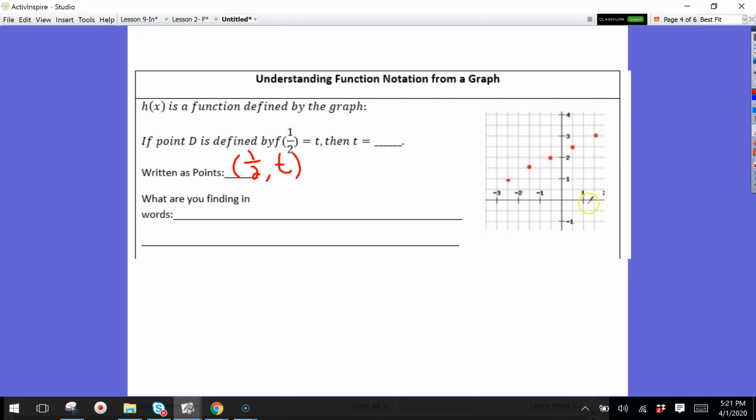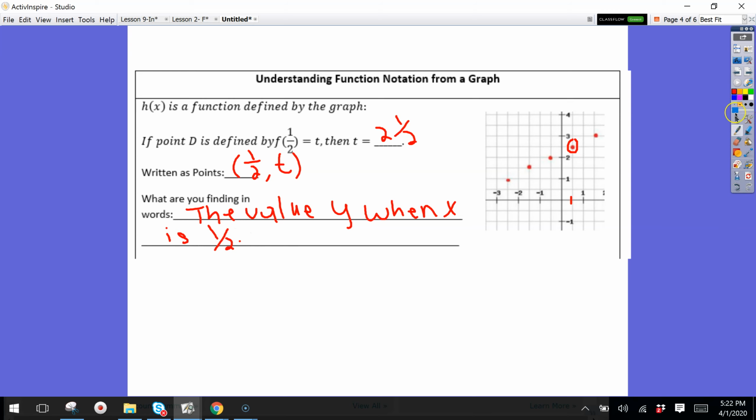So let's look here at 1/2. Positive 1/2 is right here for your x's. And this is the only point that I have with a 1/2. And so my y value for this point is positive 2.5. What are we finding in words? Well, we're finding the value of y when x is 1/2. So this is really just sort of a reading exercise.